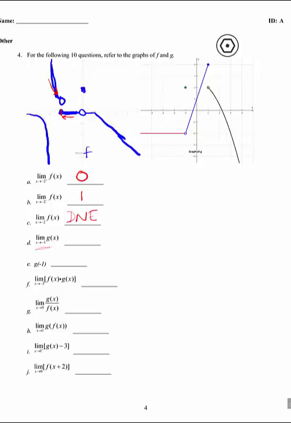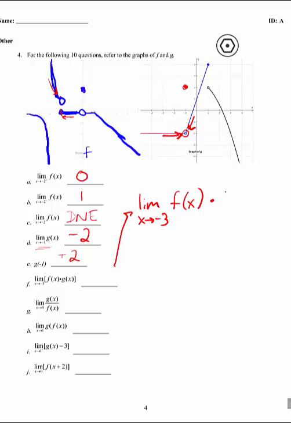Then letter D says going towards negative 1. It doesn't give me a left or the right, so that means it has to be the same from the left and the right, and it is. Both of those go towards 2. Notice that it's still an open circle, but it's a limit, so it's okay because it's going towards that number. Then if we actually plug it in, the actual value up here is equal to positive 2.